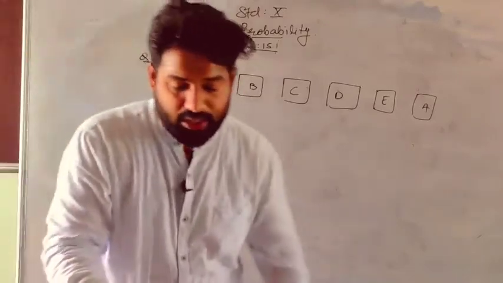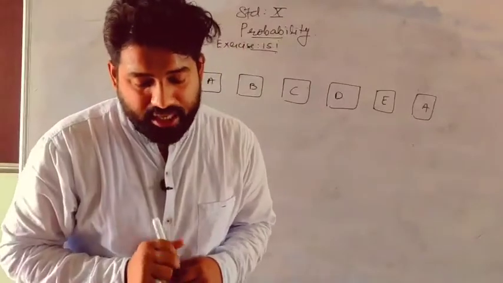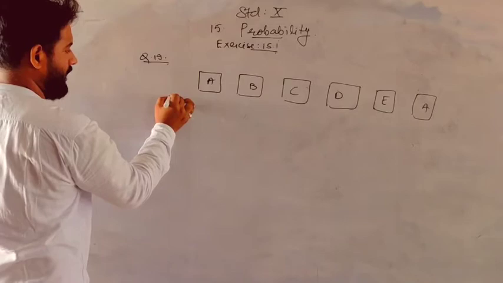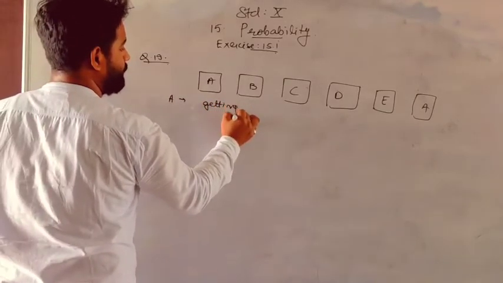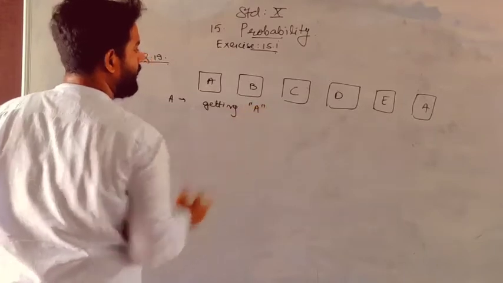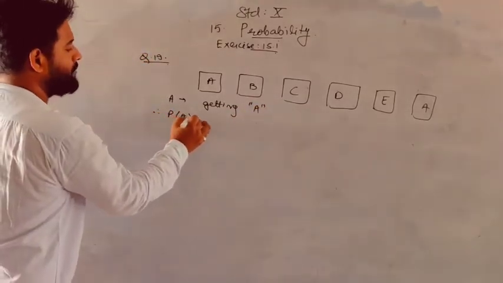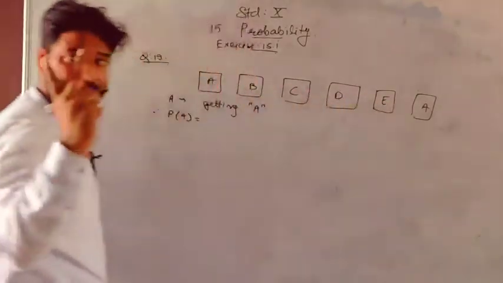Now what is the question? The die is thrown once. What is the probability of getting A? So first event, let me name it as A, getting the alphabet A. What is the probability of it? So P of A. How many times is A there? 1 time and 1 time. So total 2 times A is there.